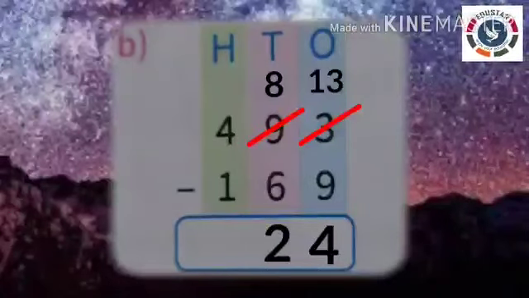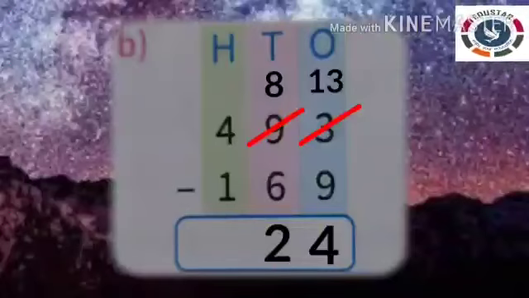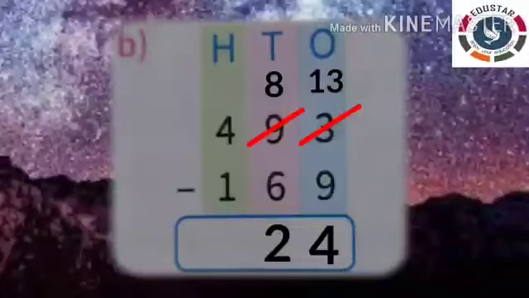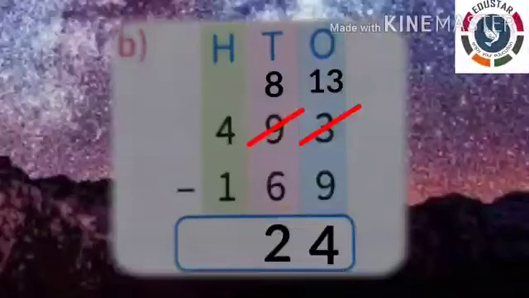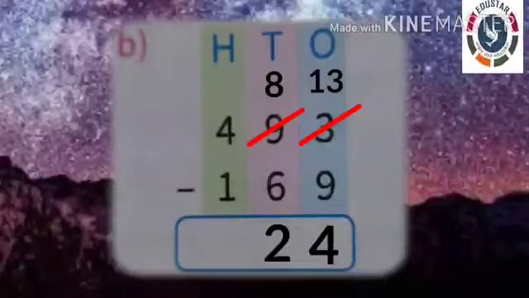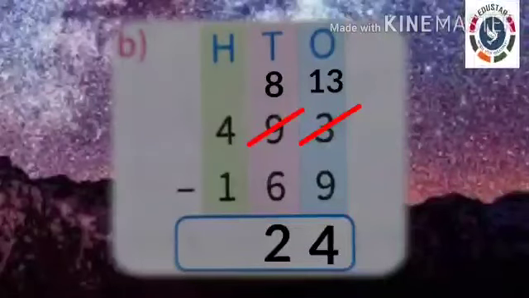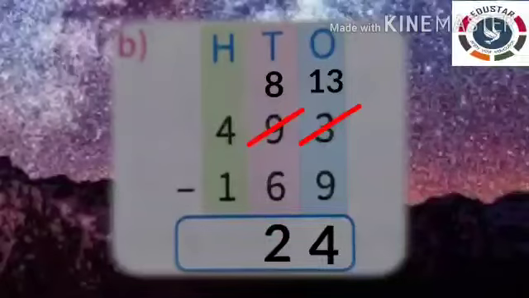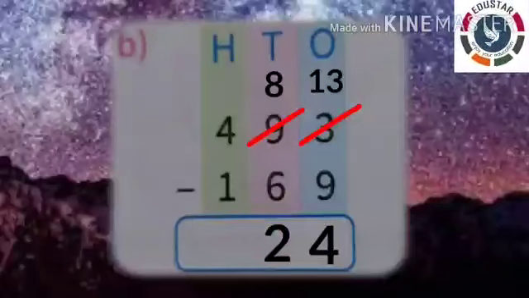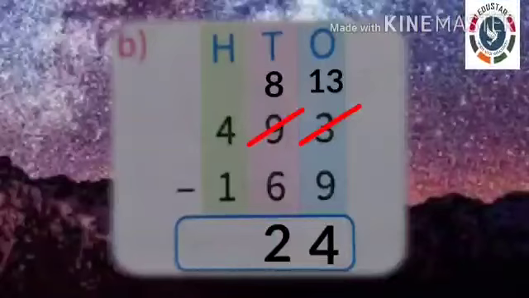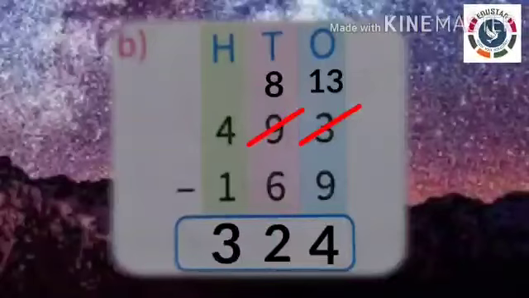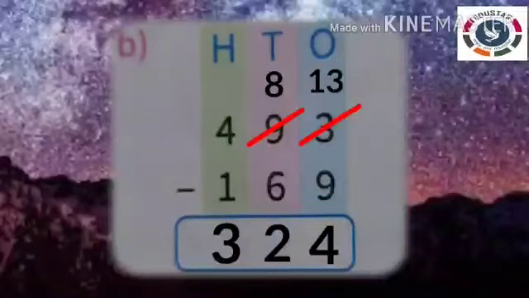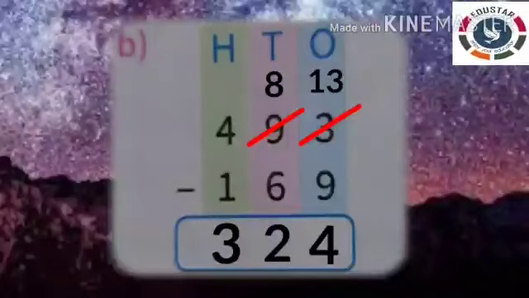Now we will move on to hundreds column. In hundreds column we have the numbers 4 and 1. 4 is greater than the number 1. So we should not borrow. 1 in the mind, take 0 finger. 1 after 2, 3, 4. How many fingers I raised now? 3 fingers. So you have to write 3 in hundreds column. Everybody, you are clear?